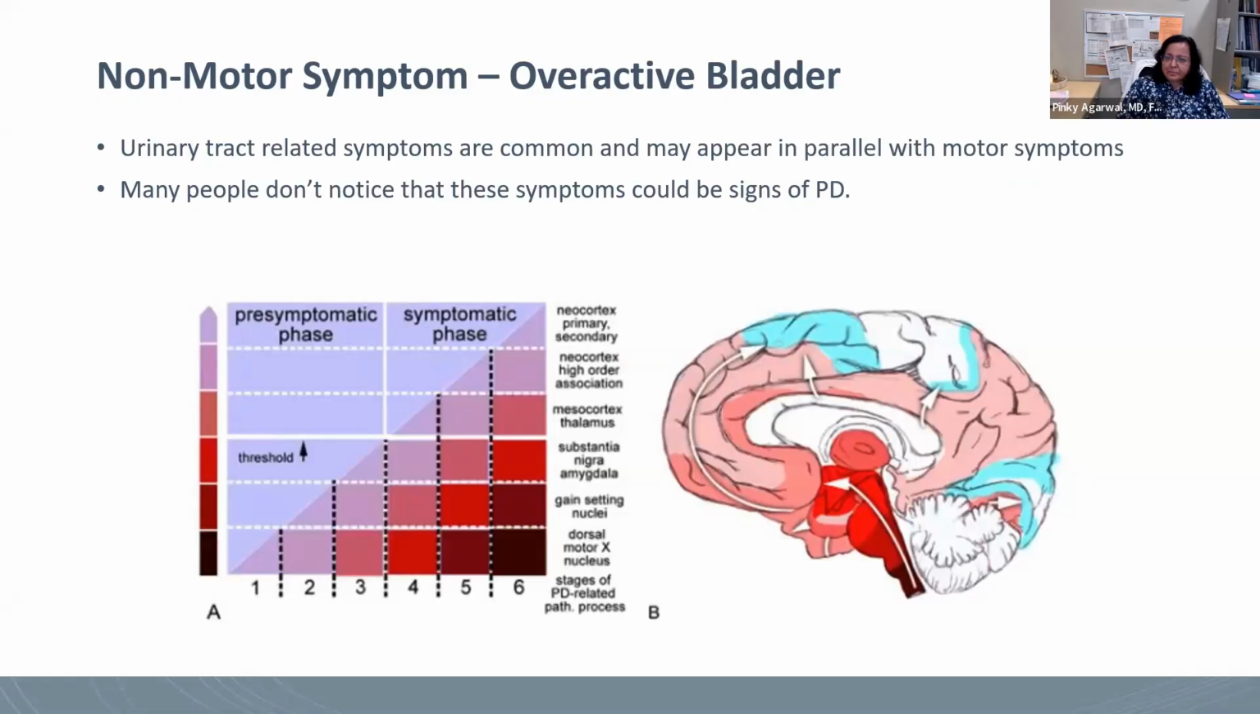So the urinary tract symptoms may appear in parallel with the motor symptoms. And we know in Parkinson's, this is a cross-section of the brain. If you see my cursor, Parkinson's starts at the front and proceeds to the back of the brain, and moves from the base to the front, to the top. The non-motor symptoms can include urinary tract symptoms, and they can appear in parallel with the motor symptoms. And many people will not be aware that the non-motor symptoms are related to the Parkinson's.